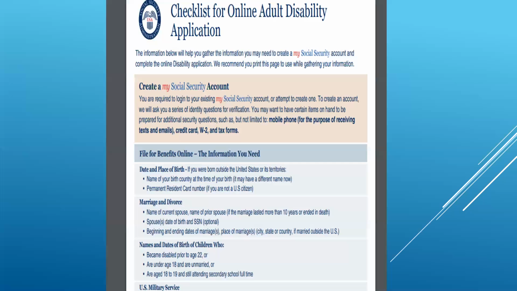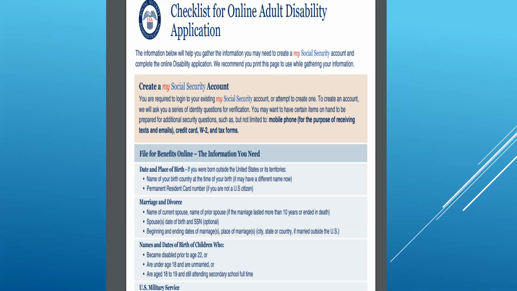First, we have the checklist for online adult disability application. You will need to gather up the information that is listed on this checklist. This checklist as well prepares you for what may be asked throughout the application.